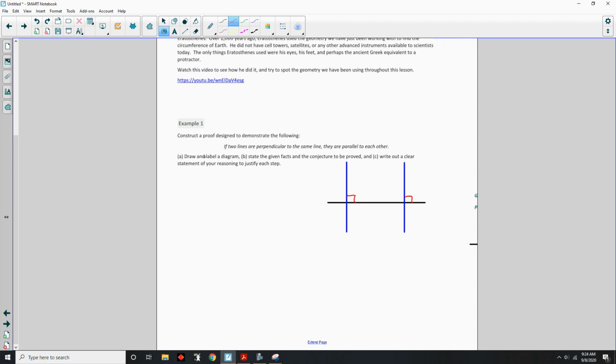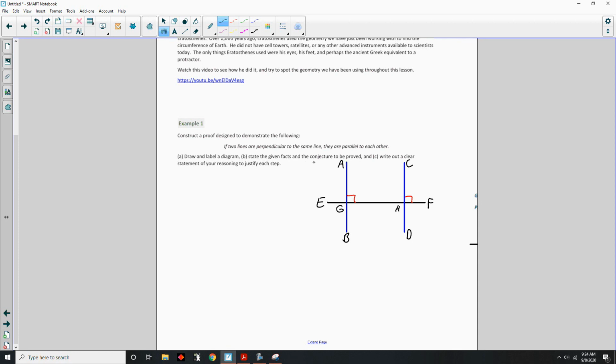So it says, draw and label your diagram. If I label it, I would call this A, B. So this is segment AB. This point C, this point D, so that's segment CD. This point E, this point F, so that's segment EF. And then I'll label this vertex or point of intersection G, and this point of intersection H. So I drew and labeled the diagram, step A.